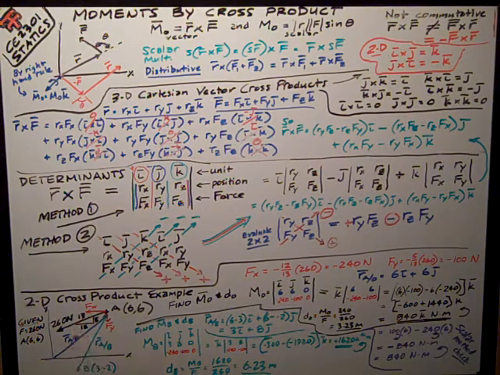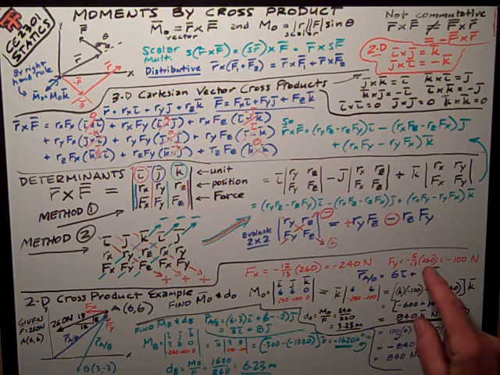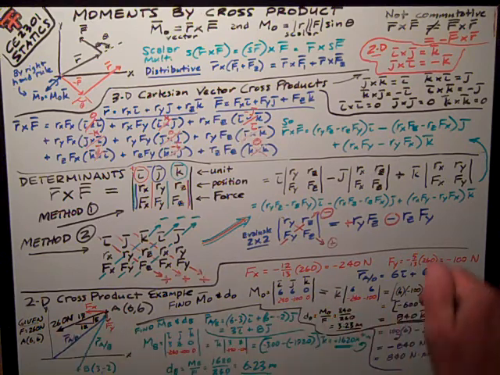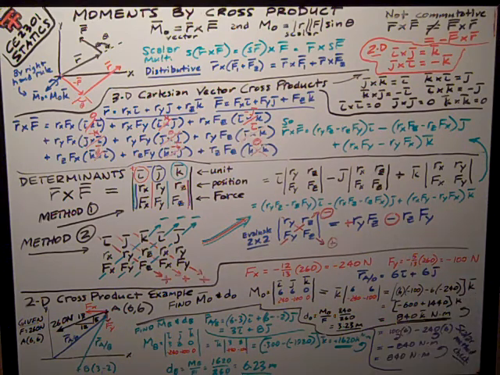Opposite over hypotenuse. Negative 5/13 times 260 is negative 100 newtons. Negative x because it's to the left, negative y because it's down. Then I write my position vector from O to A, so the nomenclature is R_A/O. That's just really these coordinates, 6i and 6j.